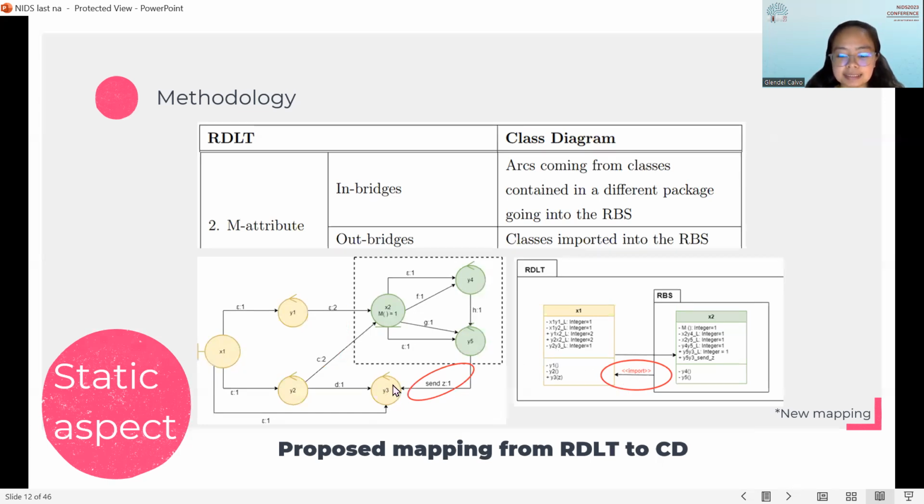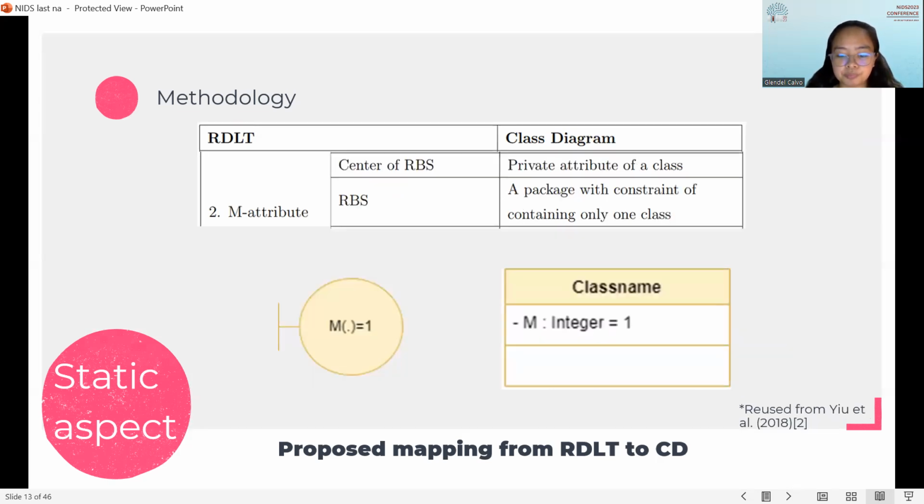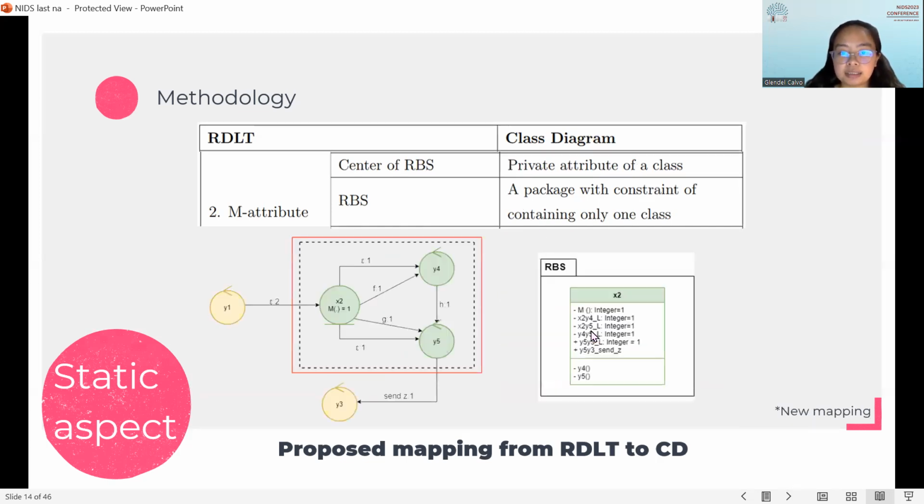For example, the SendD arc in CD imports can be used to connect the RDLT package to the RBS package or vice versa, despite the different hierarchy level. And this mapping of the center of the RBS, which is mapped in the private attribute of the class, is adopted from U et al. And then the RBS of an RDLT can be mapped into a package with constraint of containing only one class. Since RBS is the system, it can be represented as a package.